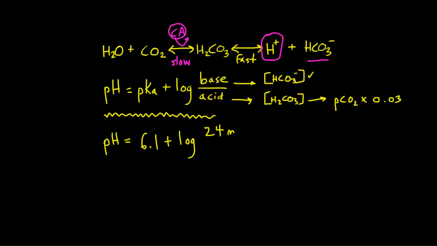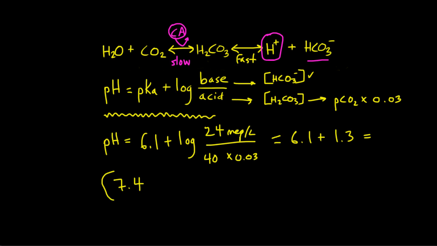And this is in milliequivalents per liter over the PCO2, which is about 40 torr, times this factor of 0.03. What this ends up being is about 6.1 plus 1.3. This ends up at 7.4, which is great. That's pretty much a normal pH.